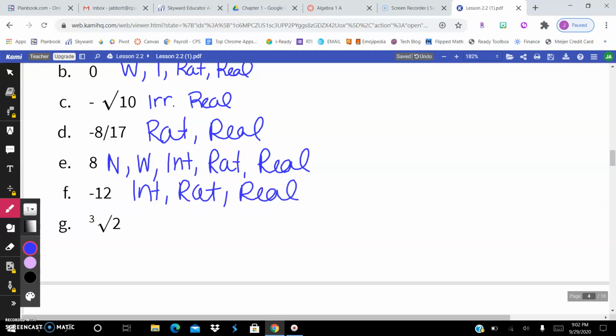And then 3, that looks like 3 times the square root of 2. We cannot simplify the square root of 2, so that is automatically irrational and real. So notice they're all real. They all fit into our chart somewhere. But if you find the lowest circle or oval that they fit into and then work your way up, it's included in everything above that.